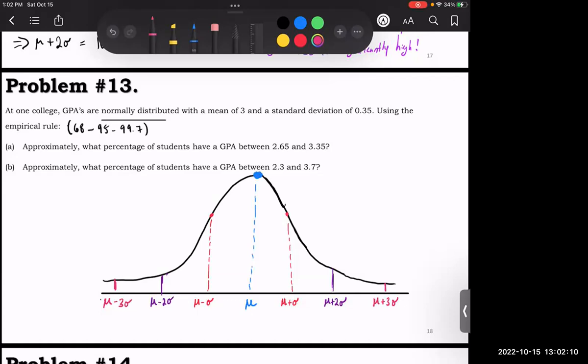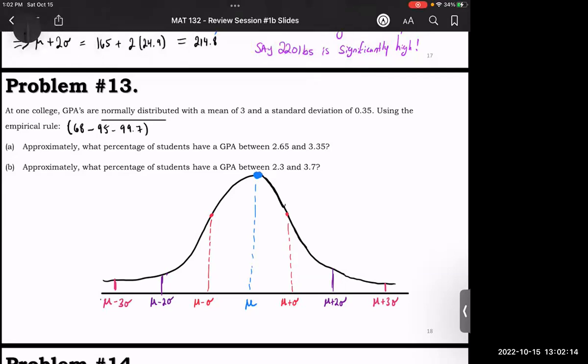So now let's fill this table in. We know that the mean was equal to 3. The standard deviation was 0.35. So let's say I continually subtract 0.35 from our mean. Then the values on the left we're basically going to fill in. For example, what's 3 minus 0.35?